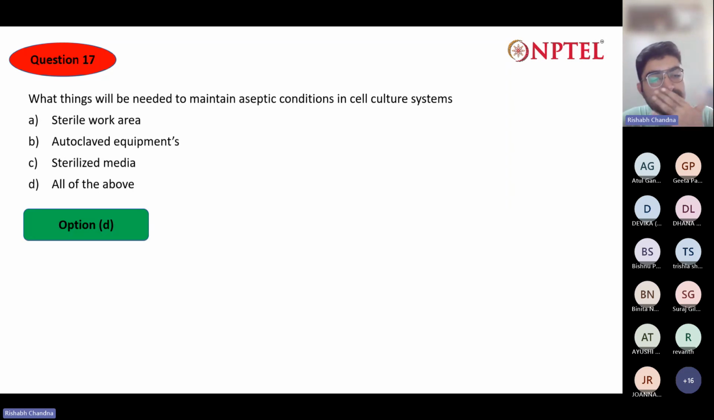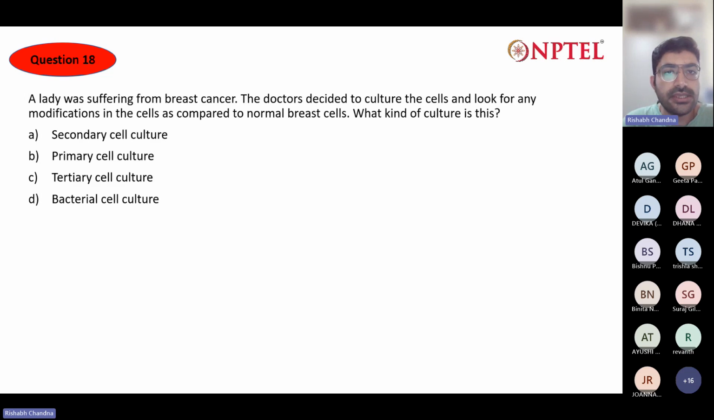And before working, as we discussed for the laminar flow hood, before starting any experiment in the laminar flow hood, we sterilize the area with ethanol and then we switch on the UV and start our experiment after some time. This is what we use for maintaining the aseptic condition so that any contamination is not present in cell culture systems. Okay, so let's move on to the next question.